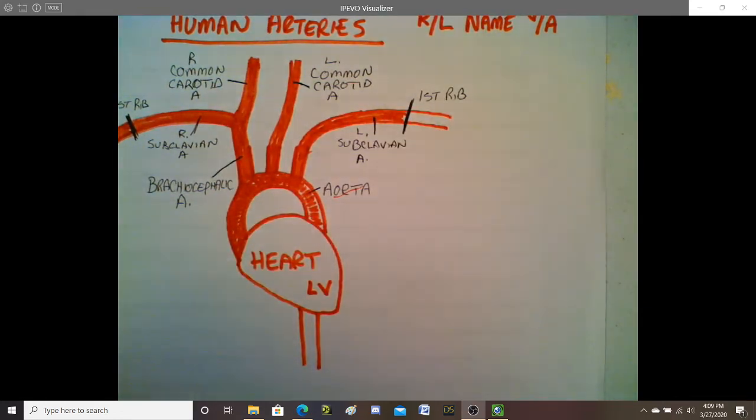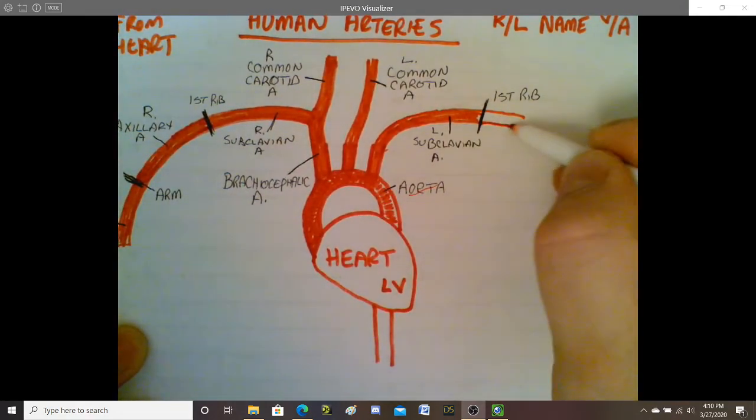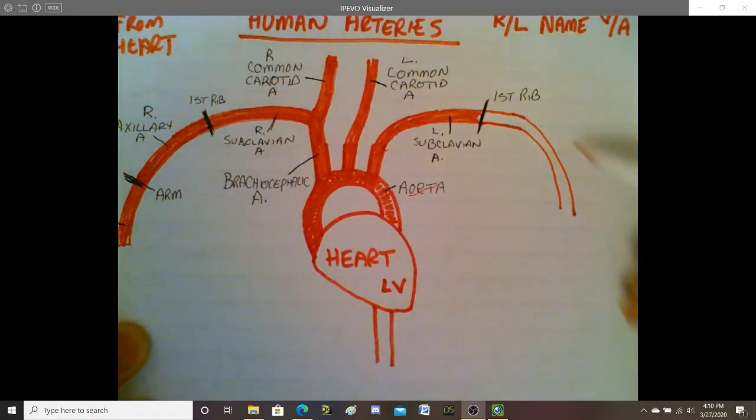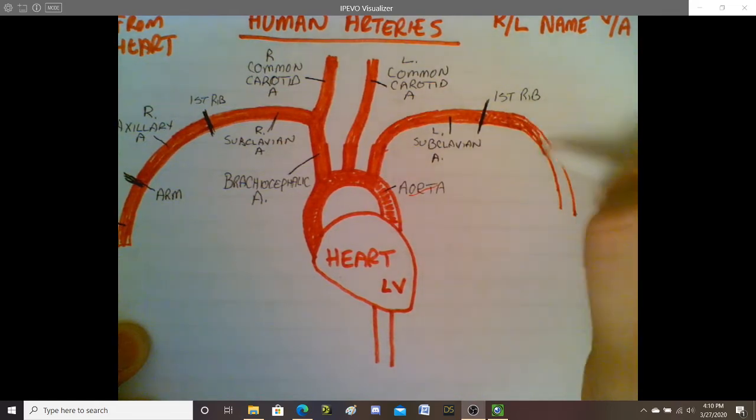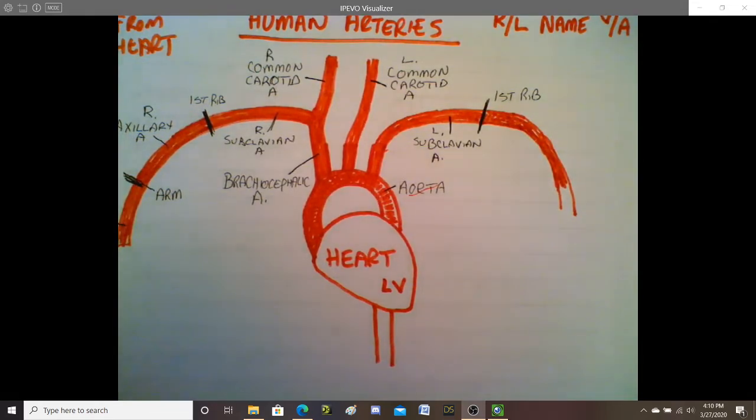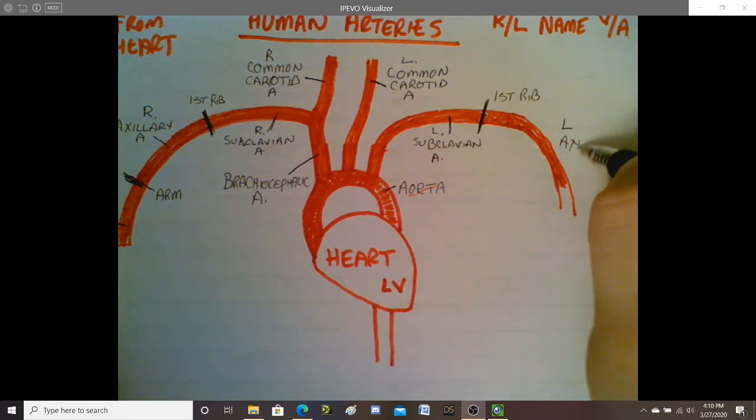All right. Now, the left side of the shoulder and arm is the same as the right. So we're golden here because all we got to do is carry this down. All right. I'll color it in, but you can guess that once it gets past the first rib, it's going to be the axillary. The only difference is this axillary is on the left side. So this is the left axillary artery.